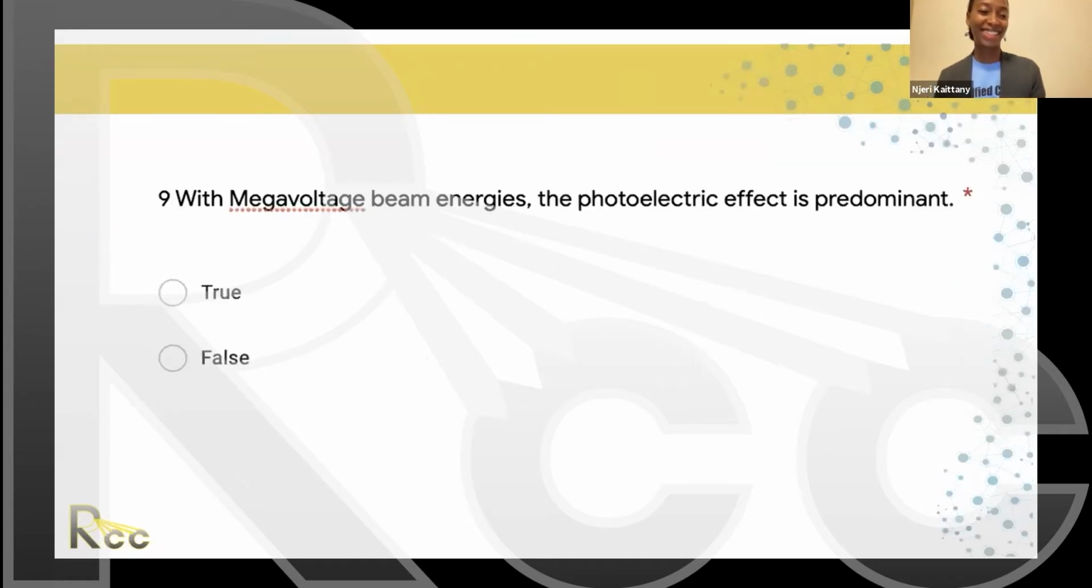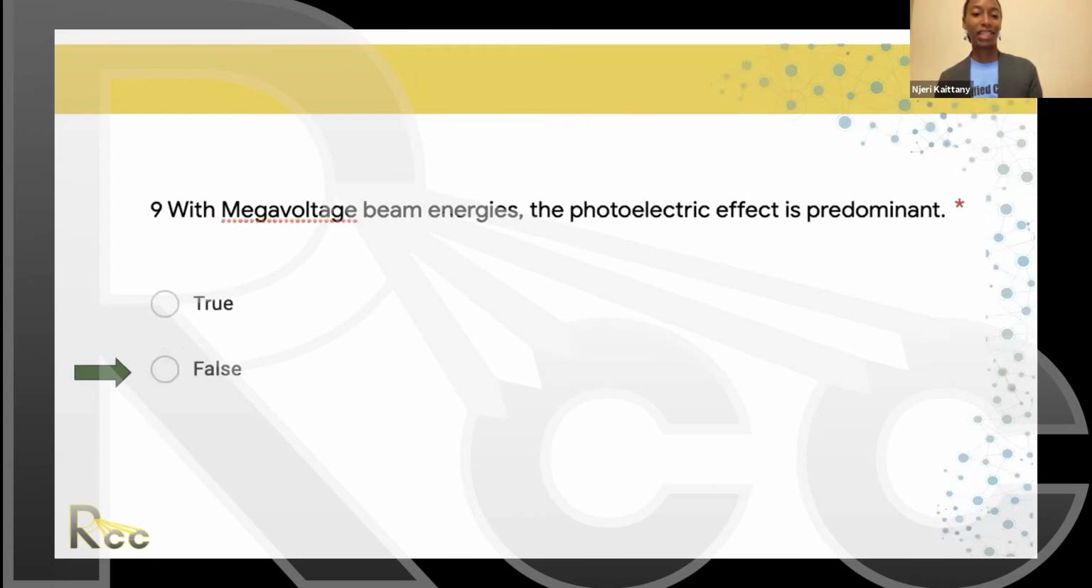Next. Okay, with megavoltage beam energies, the photoelectric effect is predominant. I'll give you a second to think about this because even I had to think about this. And so just remember your interactions. The answer is false. With megavoltage beams, it's the Compton effect that's predominant. Okay, next.